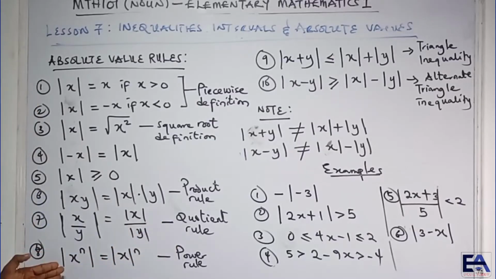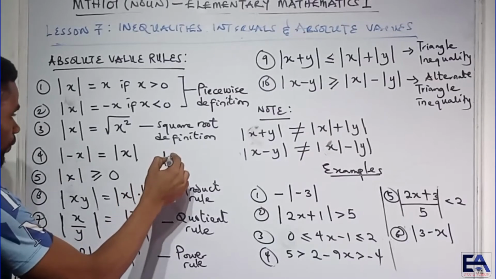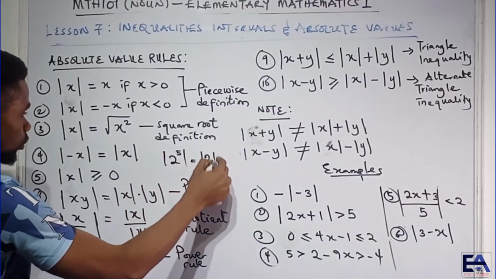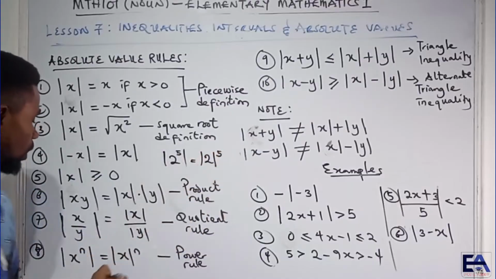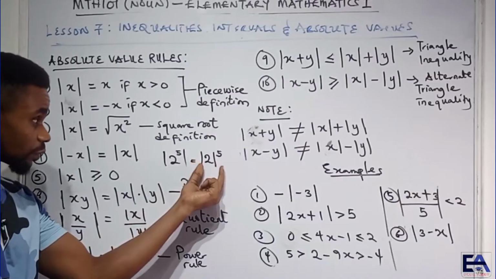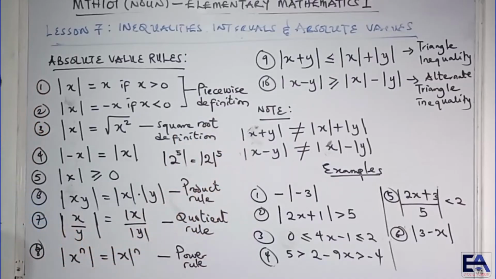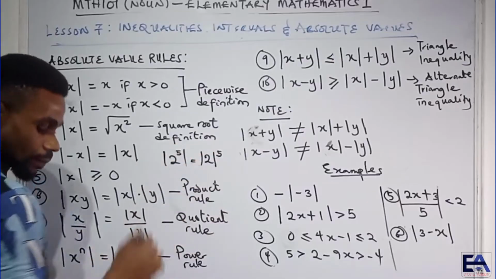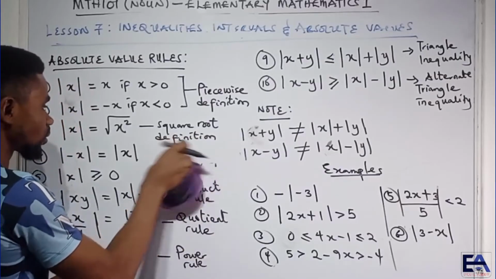Then this one tells us that the absolute value of x raised to power n, for instance, the absolute value of 2 raised to power 5, is the same thing as the absolute value of 2 raised to power 5. So we first get the value of the absolute value of 2, then we can power it.